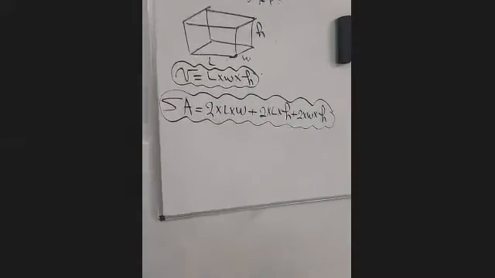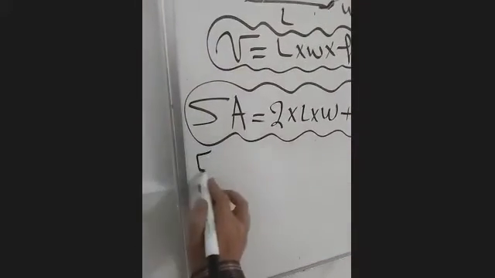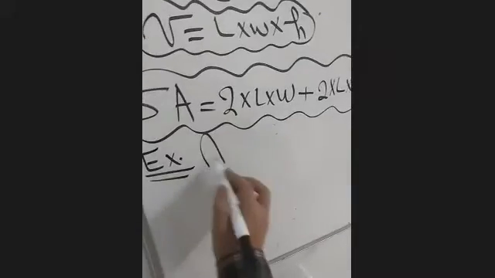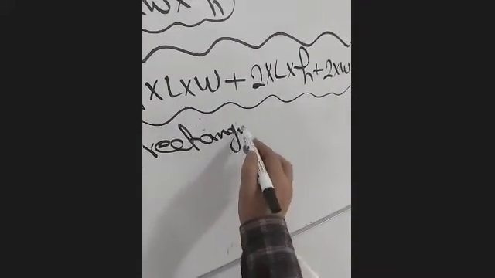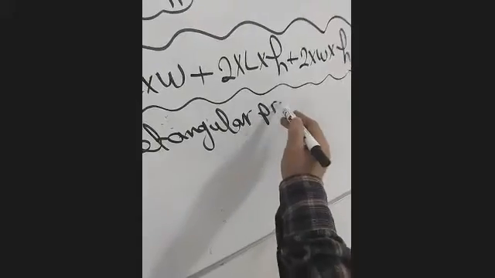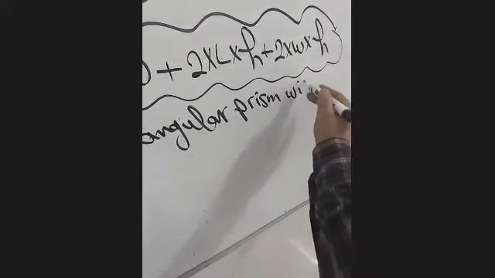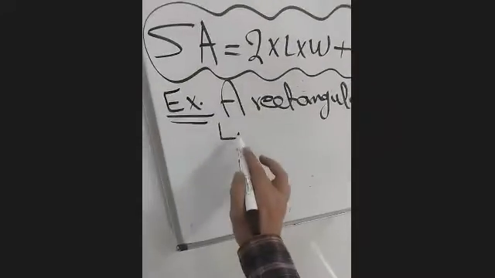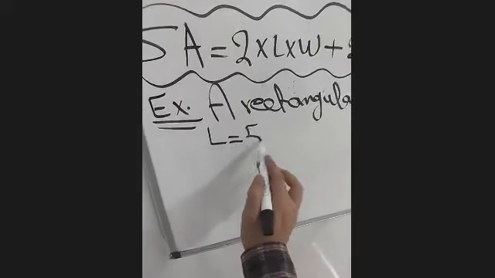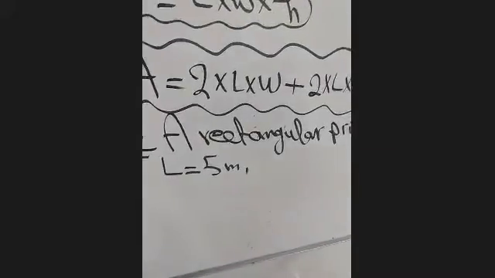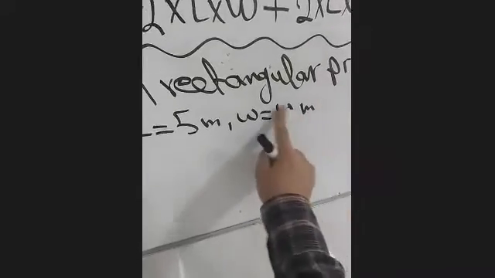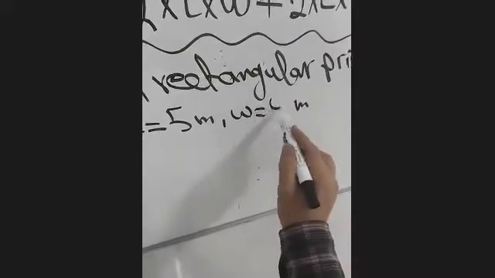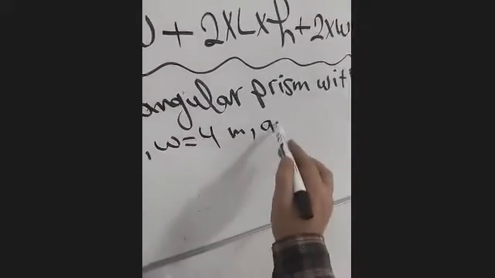Example, to understand it more. Example, a rectangular prism, focus please. A rectangular prism with length 5 meters, width 4 meters, sorry, and height 10 meters.